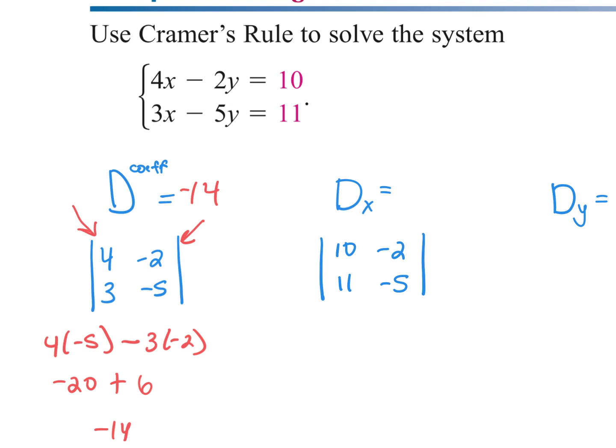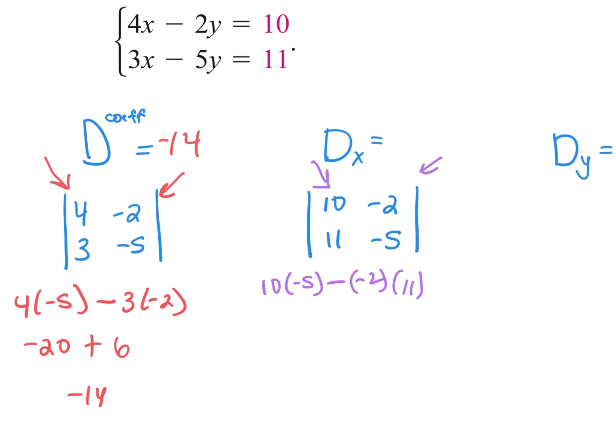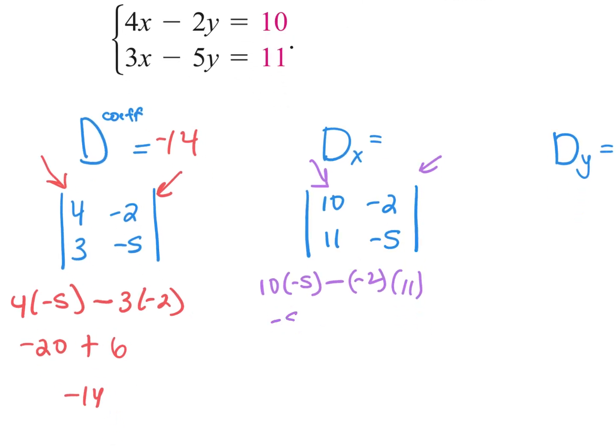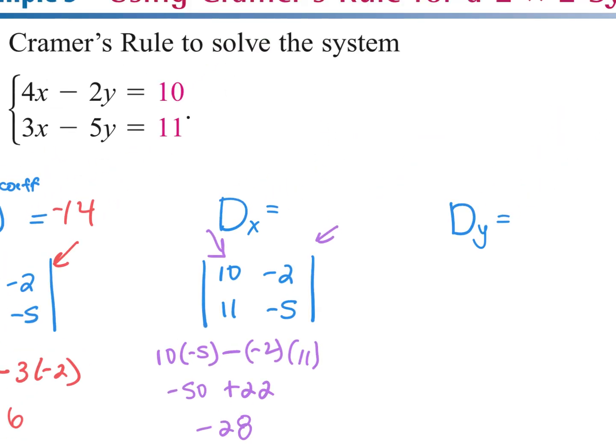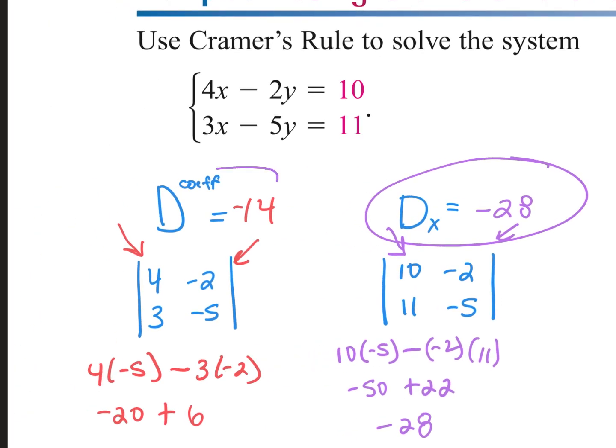And again, we're going to do the same thing. Multiply major, top left, bottom right. 10 times -5 minus -2 times 11. Okay, so -50 plus 22 gives me negative what? -28. Okay, so d sub x is -28. So I found this one, and I found this one.